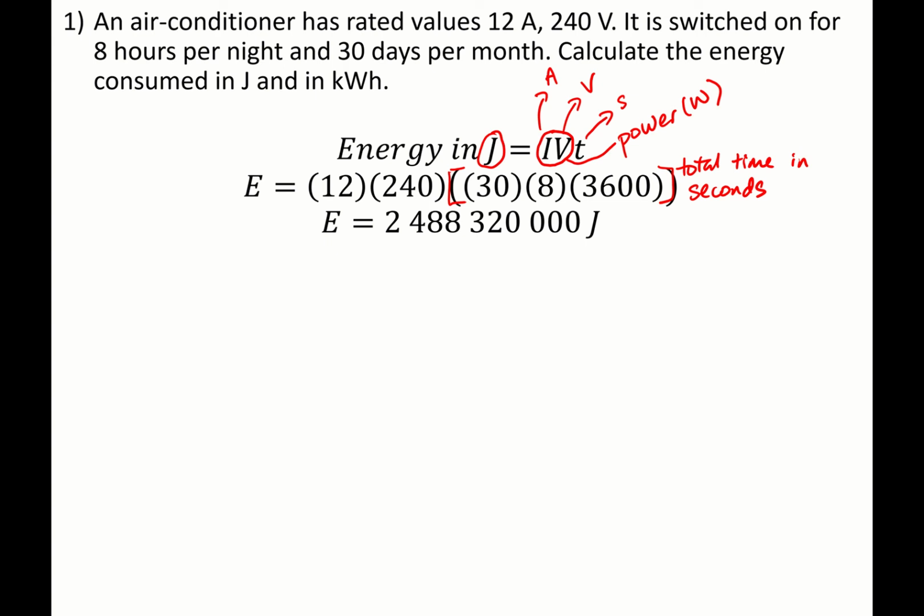So if I take all the numbers and multiply together, I get 2,488,320,000 joules. Now that's quite a mouthful, right? And the number is very large. And that's only using one appliance. Kind of scary.